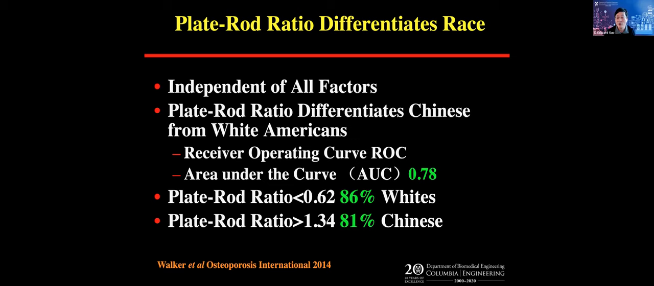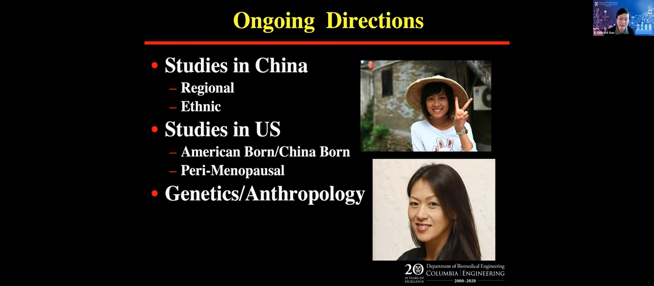So the study ongoing is a study in China, because it's getting me interested in regional ethnic differences in the different groups in China. And they still want to do the study in the US, but we have not been able to do that. It's looking at American born versus China born, and also looking at how the loss in the bones happens during the period of menopause. And then it's getting my interest in genetics and anthropology here, right?